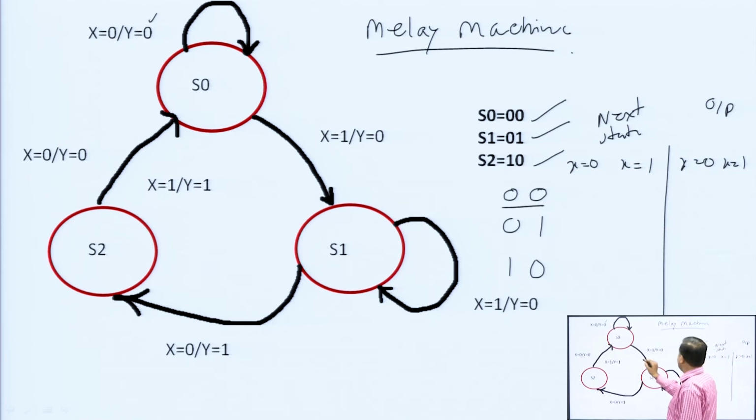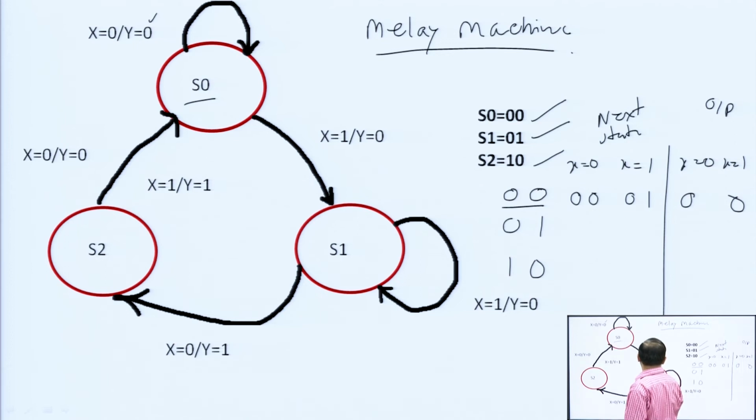So, for state 0 0, when x is equal to 0, it is coming back to this same state, and when x is equal to 1, it is going to state 0 1, and the output is 0 and 0, 0 and 0.